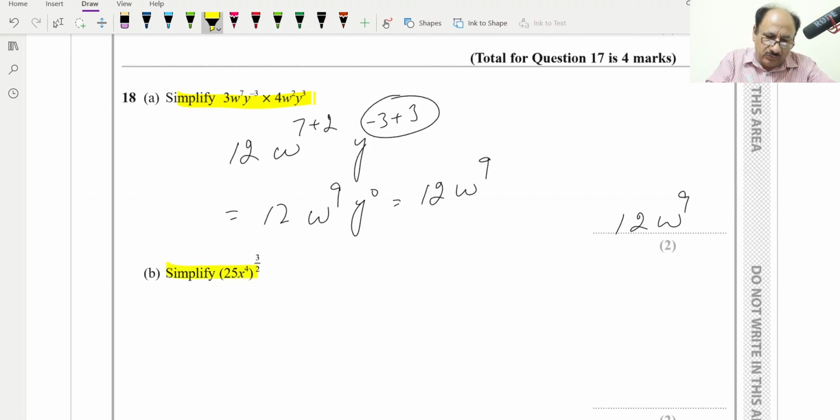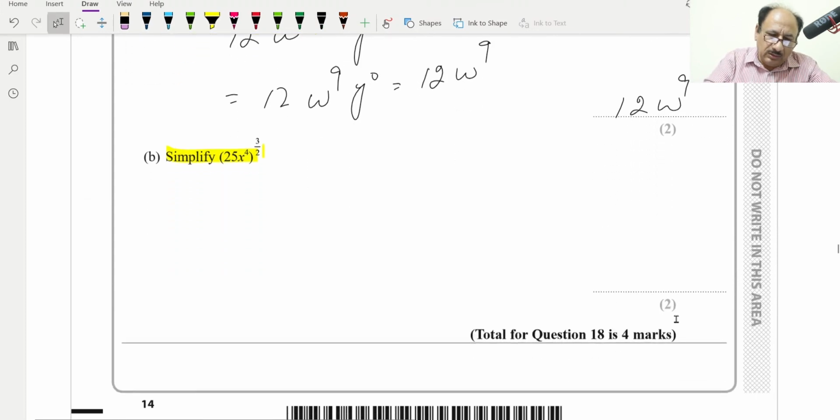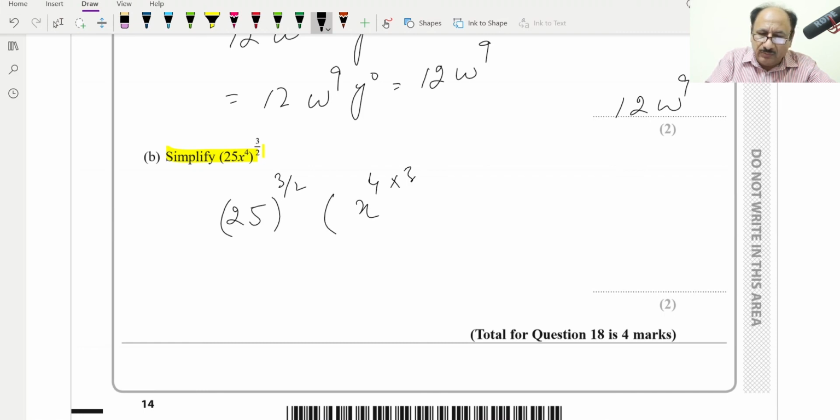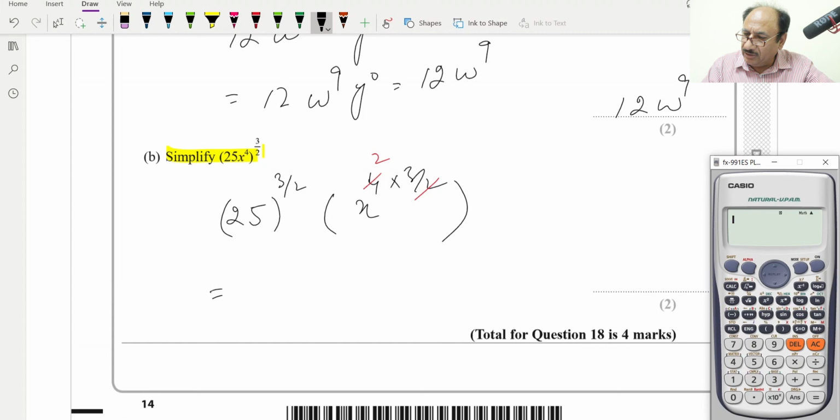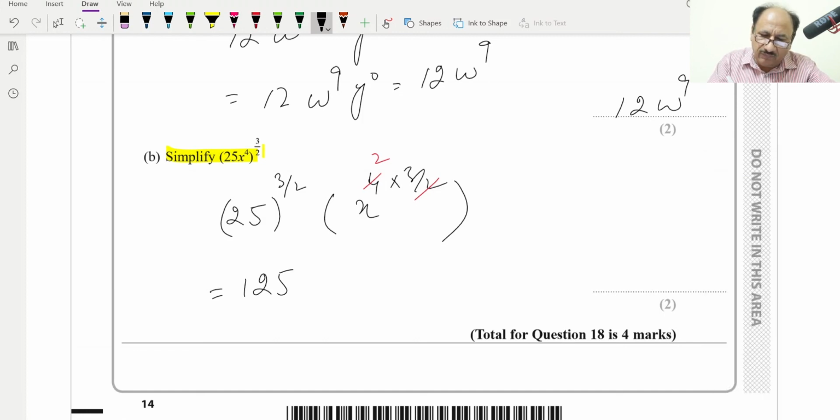Similarly, we have to do the B part also. For this one, we will just write 25 raised to the power 3 by 2, separate the powers, and now we can cancel this 2 by 2, so this will be equal to 25 raised to the power 3 over 2, which will be equal to 125, so we can write 125, and x raised to the power 3 into 2 will be 6, so we will write here 6.